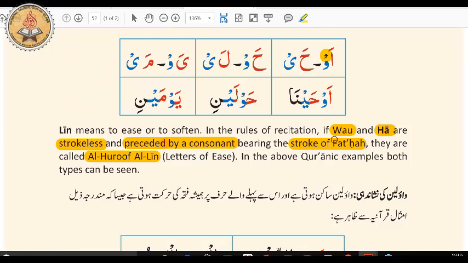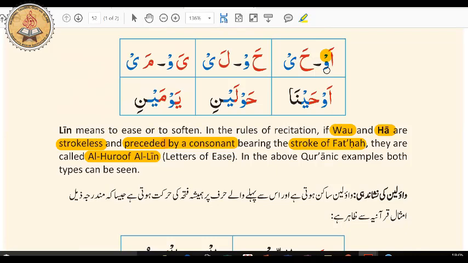Okay? If a vowel and a ya are strokeless, but they have a sukoon on top of them, and they are preceded, meaning that the letter before the vowel sakin and the ya sakin is a consonant bearing the stroke of fatha, they are called, the vowel sakin and the ya sakin are called haruf al-lin. Okay, so let me repeat that once more for you.